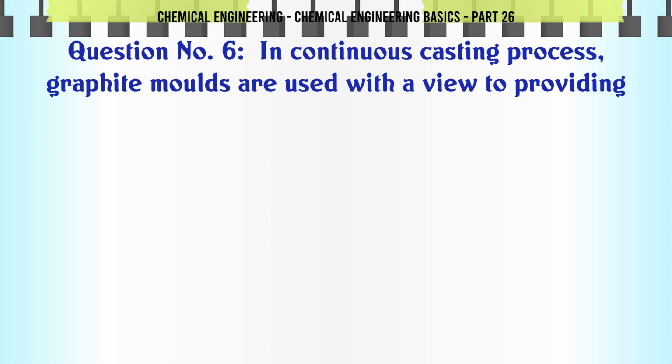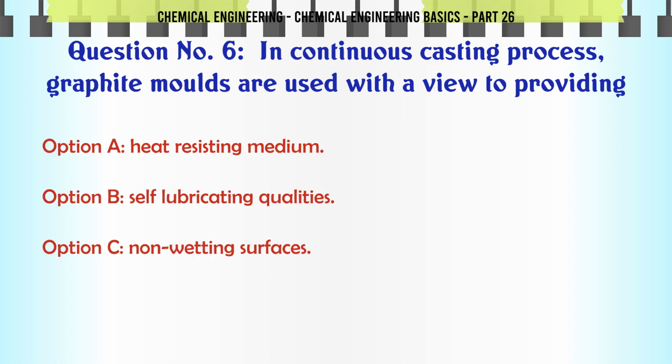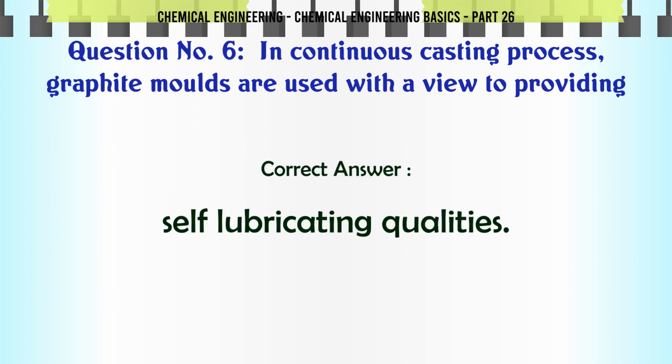In continuous casting process, graphite molds are used with a view to providing A. Heat-resisting medium, B. Self-lubricating qualities, C. Non-wetting surfaces, D. Chilling effect. The correct answer is self-lubricating qualities.